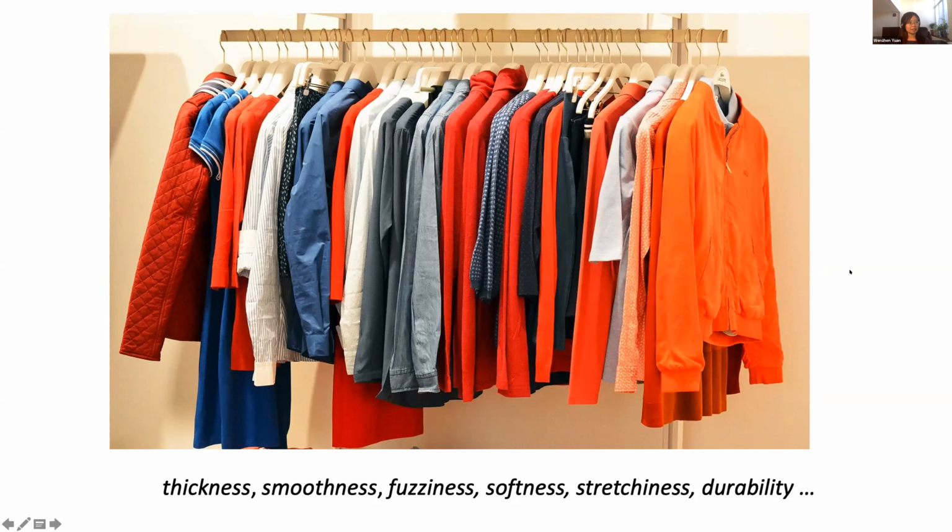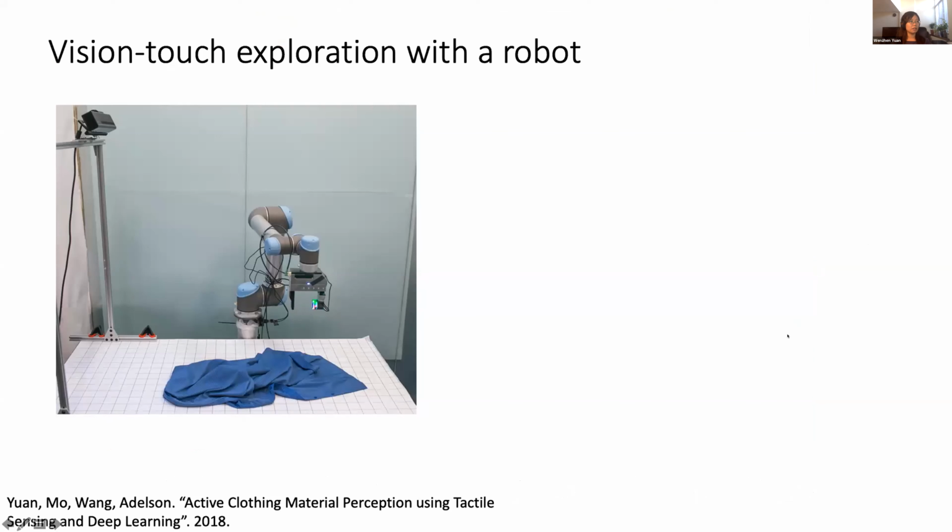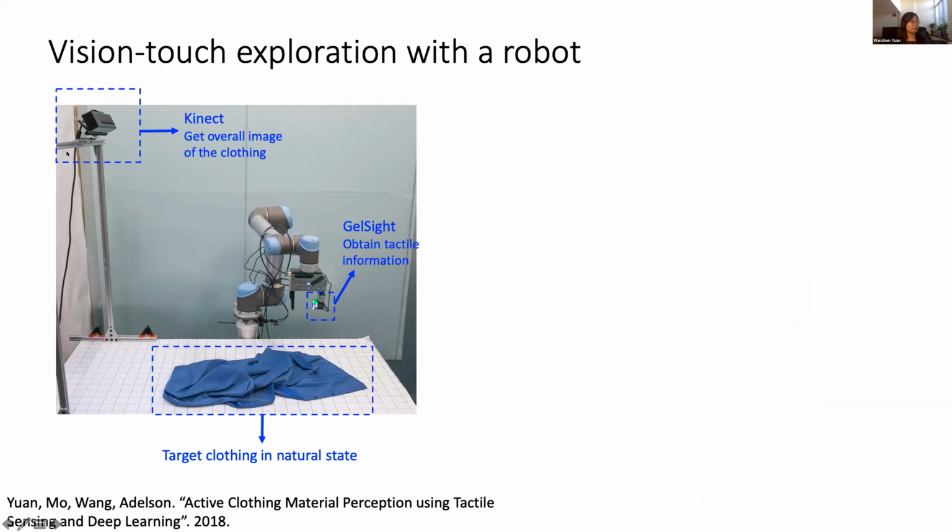So we did some explorations on how to achieve similar perceptions of object properties with robots. For example, to explore the physical properties of clothes, we built a system like this. We have a robot arm with a parallel gripper and a tactile sensor on one of the fingers. And up here, we use an RGBD camera to take an overall view of the workspace, especially of the clothes laid on the table in a natural state.